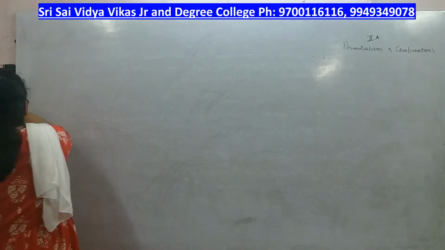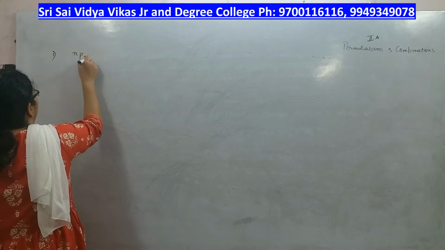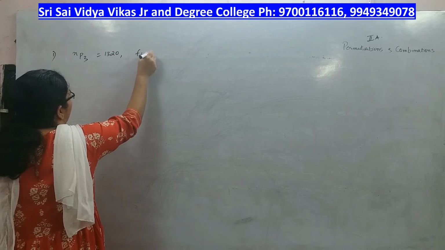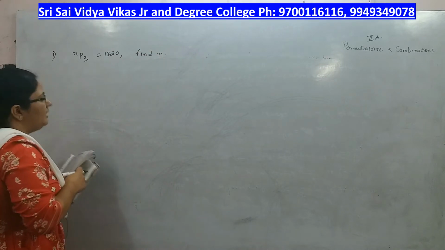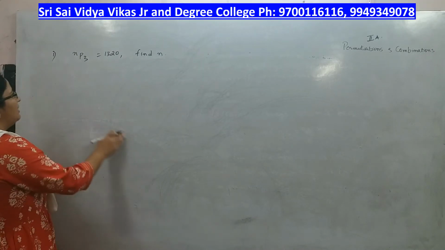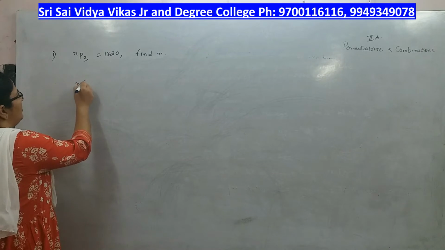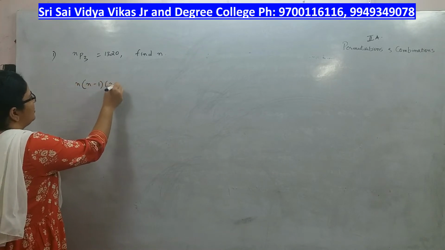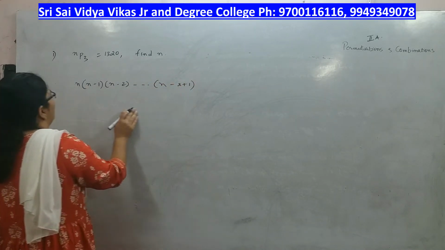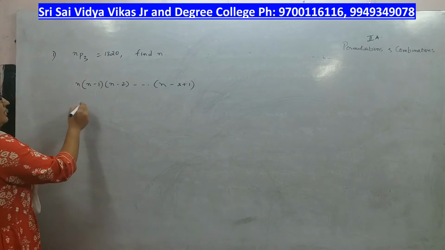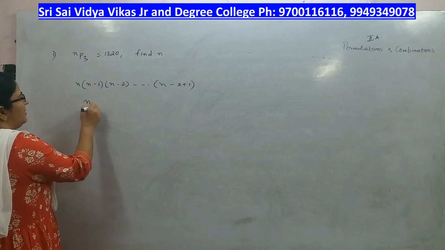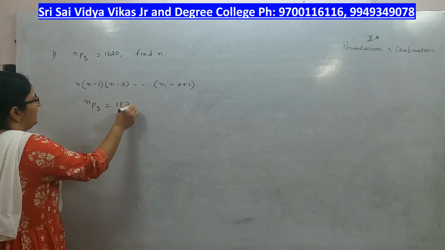The first problem that you have is nP3 equal to 1320. Find n. nP3 is 1320, you have to find n. So here n into (n minus 1) into (n minus 2) and so on, up to (n minus r plus 1), is equal to 1320.